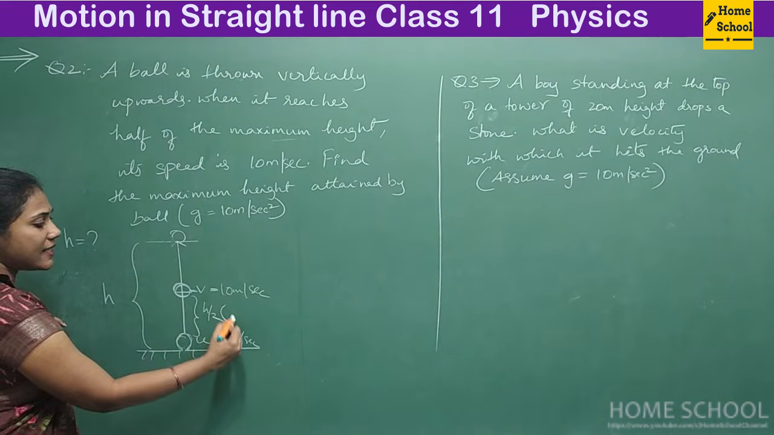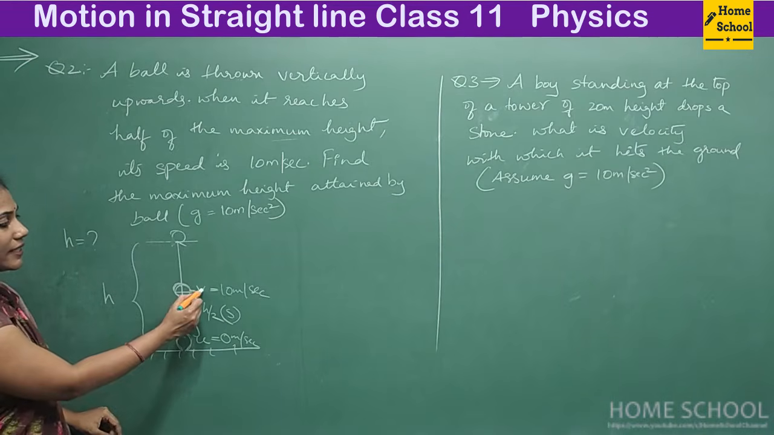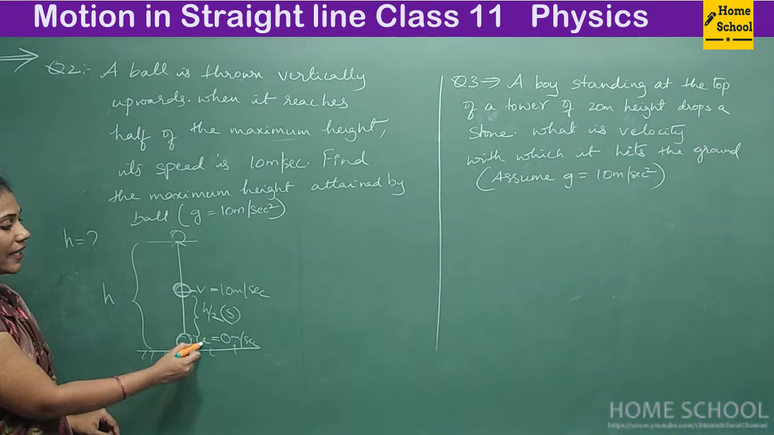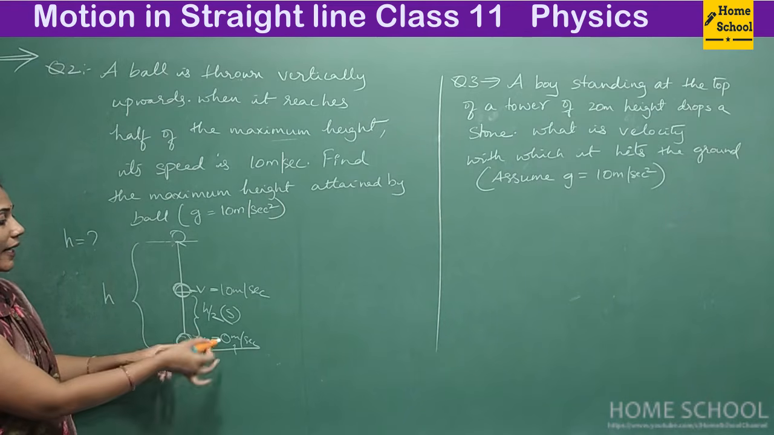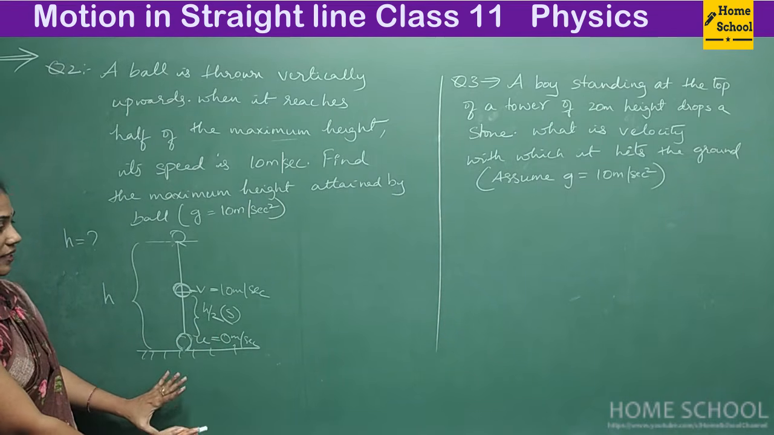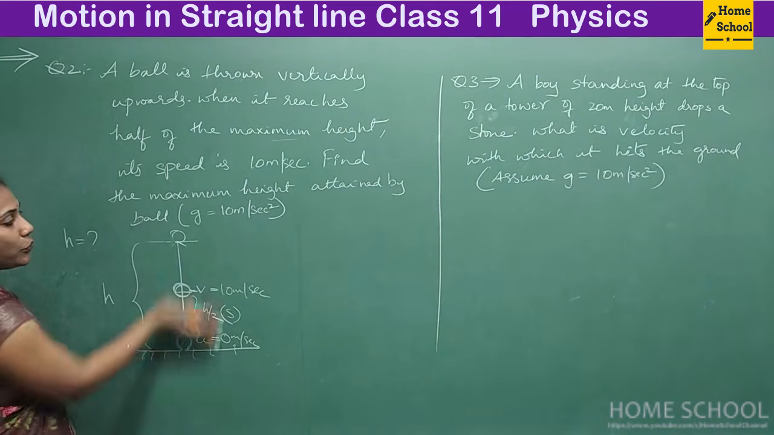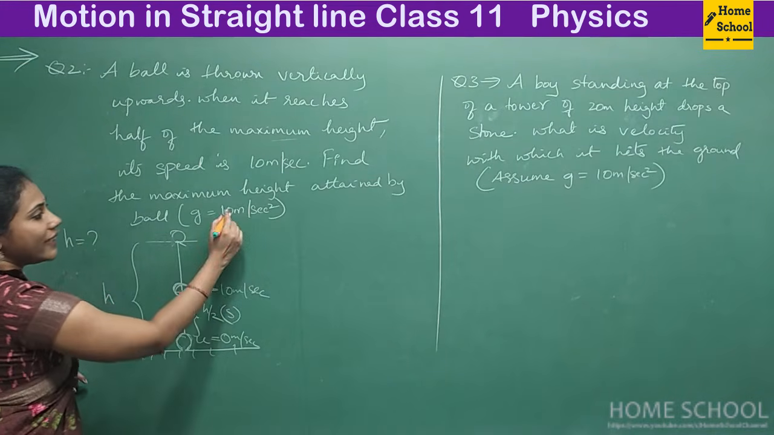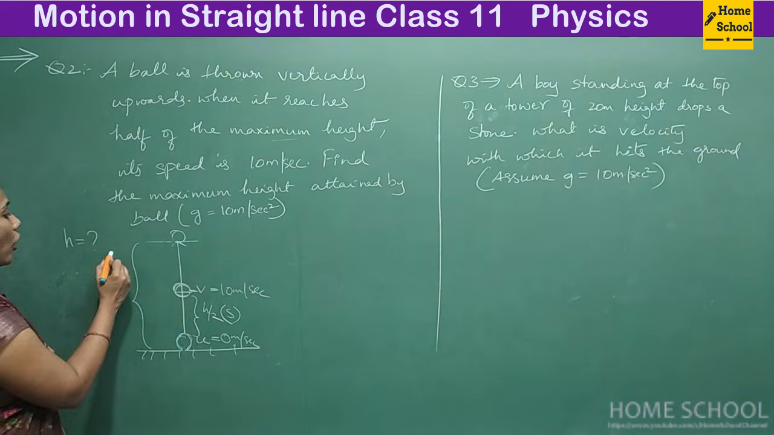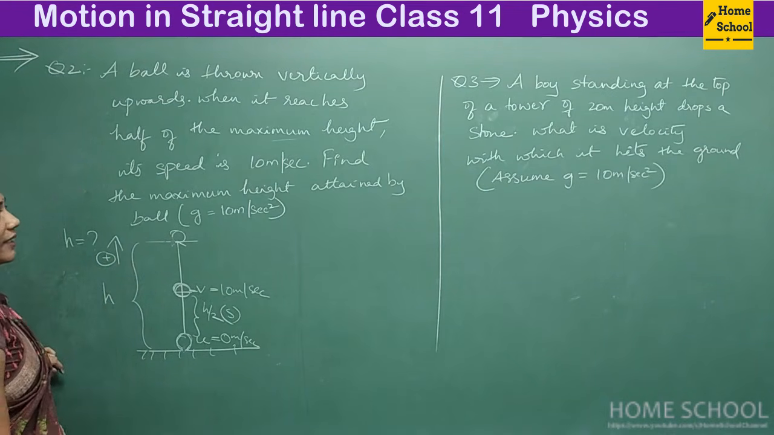Yes, so let this be the displacement. Let me call it final velocity is there, initial velocity is there. Let me consider h by 2 as displacement, and let me calculate that first. They have given the g value, acceleration due to gravity, that is 10 meter per second square. I will always consider the upward direction as positive.